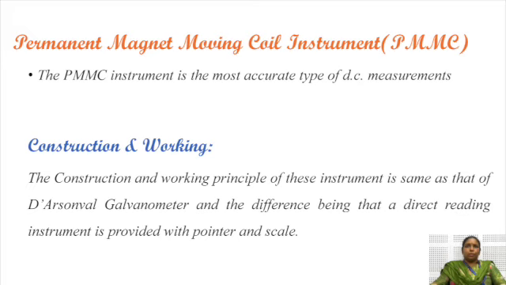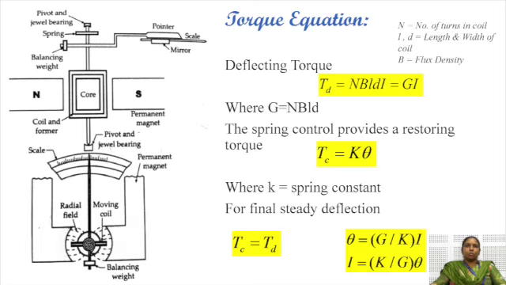Permanent magnet moving coil instrument, which is also called a PMMC instrument. It is the most accurate type of DC measurement. The construction and working principle of this instrument are the same as the D'Arsonval galvanometer, the difference being that it is a direct reading instrument provided with a pointer and a scale. The picture is shown here.